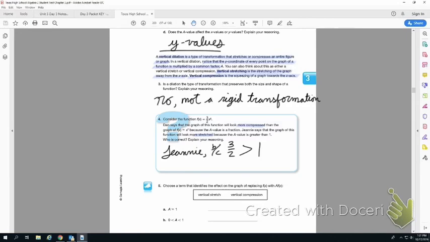The rule does not say that it vertically compresses because the a value is a fraction. It vertically compresses because it's between 0 and 1. A fraction can be greater than 1. Very easy. And down at the very bottom, this just sums up the stretch and compress. So vertical stretch, if it's greater than 1. Vertical compress, if it's between 0 and 1.